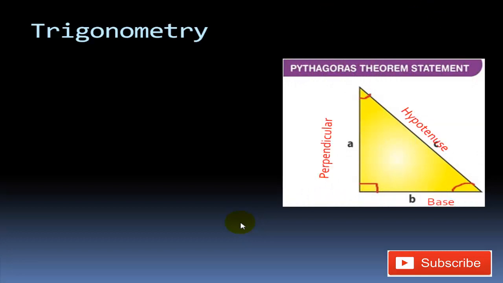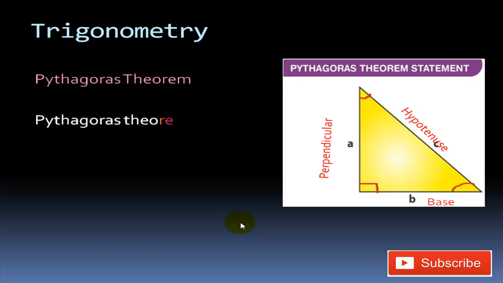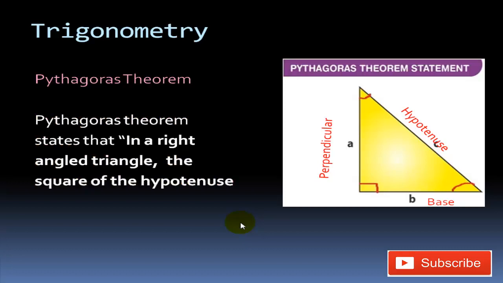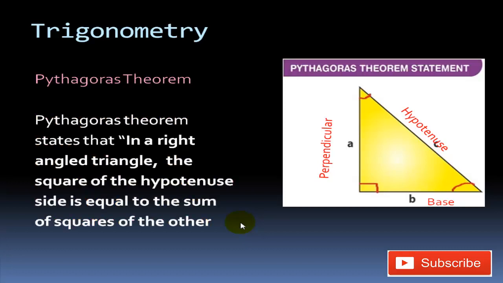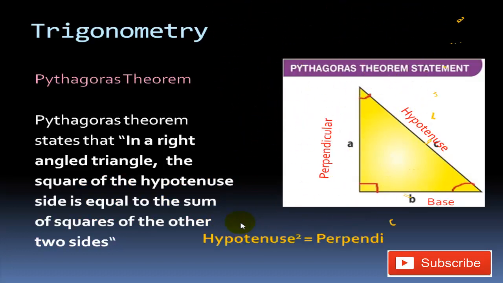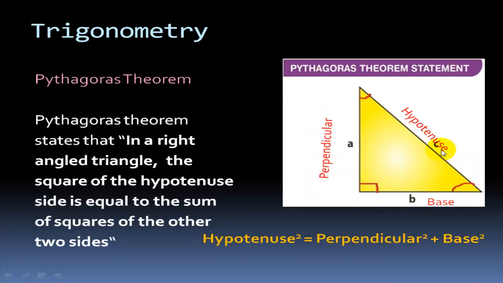We have already learned the Pythagoras theorem in the previous classes. Pythagoras theorem states that in a right angle triangle, the square of the hypotenuse side is equal to the sum of squares of the other two sides. Hypotenuse square equals perpendicular square plus base square. See in this figure, this is the hypotenuse, this is the base and this is the perpendicular. Hypotenuse square equals perpendicular square plus base square, that is c square equals a square plus b square.